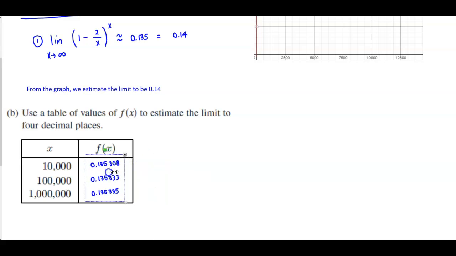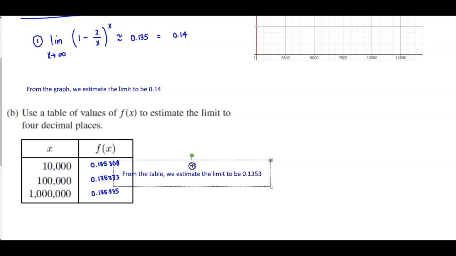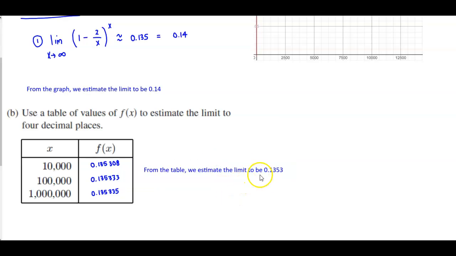And so what do we see? We see that it's approaching this particular value of 0.135. Well, we want to use the table of values of f of x to estimate the limit to 4 decimal places. And so from the table, we can estimate the limit to be 0.1353.